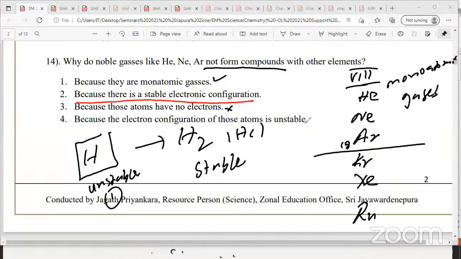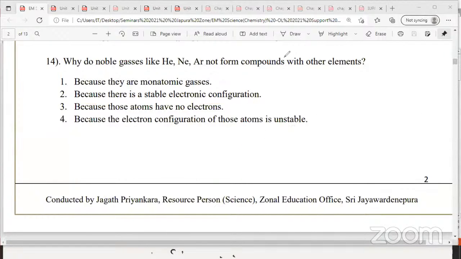Because the electronic configuration of those atoms is unstable? No, that is wrong. It is very stable. 2, 8, 8. The outermost shell is full. Right, like that, 2, 8. Outermost shell is full. Question number 15. I'll erase the screen. 15th MCQ.